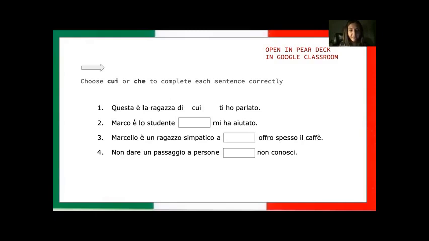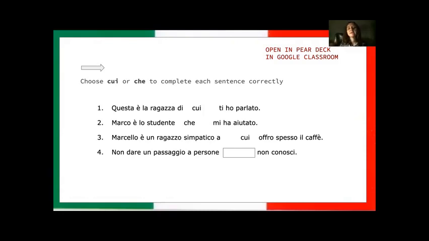All right, Jay, number two, numero due. Marco è lo studente che mi ha aiutato. Perfetto, Jay. Why did you use che? Okay, use che because you're using it with a person and there is no preposition. All right, very, very good.